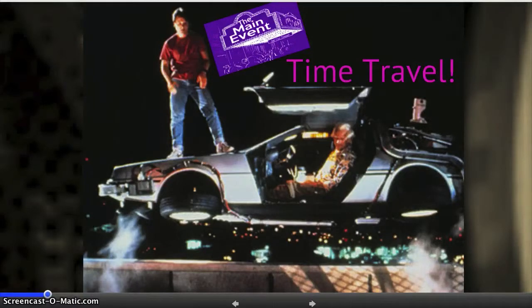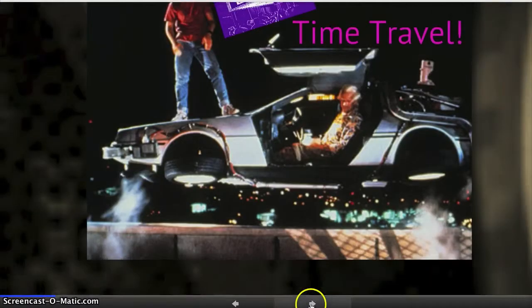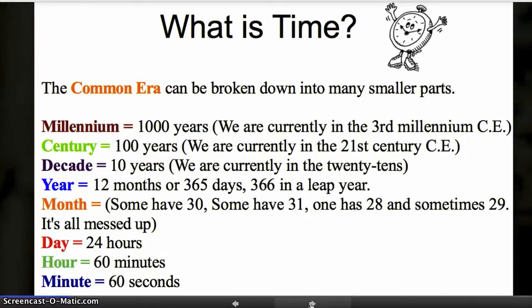Alright, ladies and gentlemen, today's main event is called time travel, because it's all about the historian's measurement of time. So time is a unit of measure, just like anything else with math or science when you're converting units.